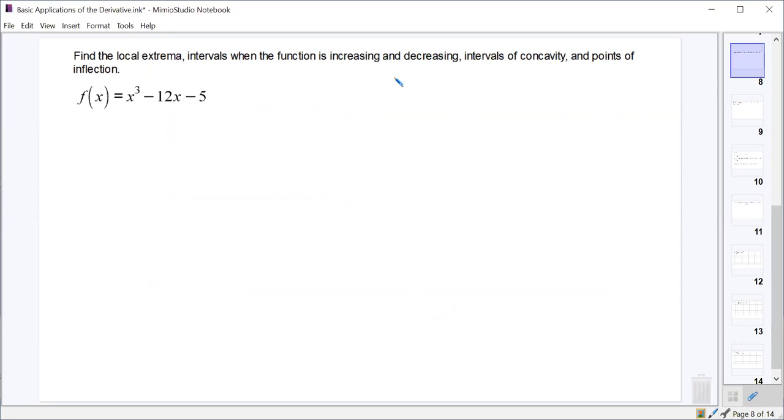So increasing and decreasing, local extrema, so local maxes, local mins, intervals of concavity, and any points of inflection that x cubed minus 12x minus 5 might have. Ready, go. So first off, our derivative, f prime, should be 3x squared minus 12. And we need to figure out when that equals 0 and when it's undefined. It's never undefined, but it equals 0 when x is what? Plus or minus 2.